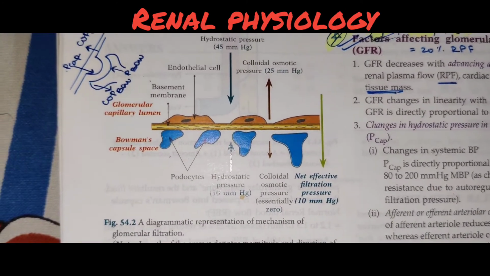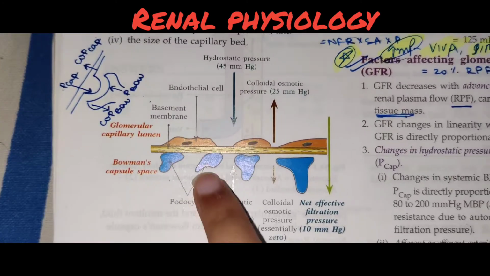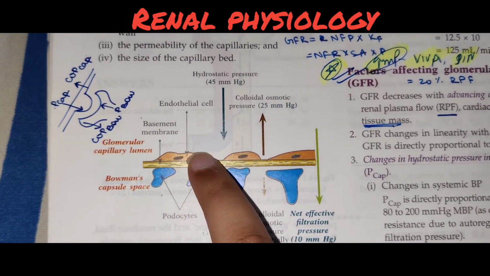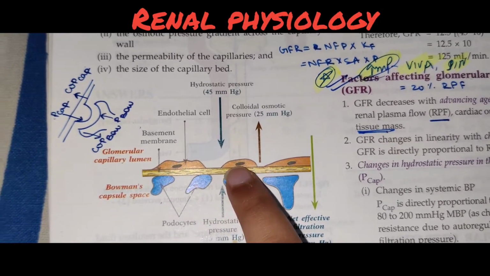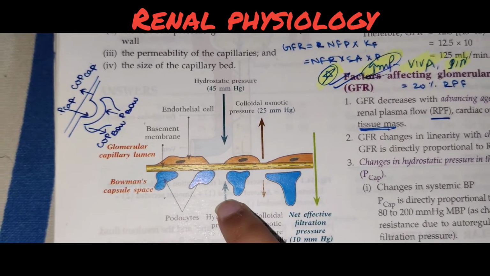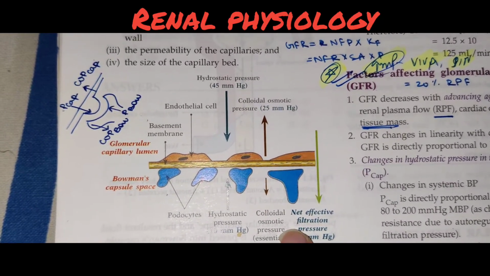Now let's see the mechanism of glomerular filtration. This is the Bowman's capsule and this is the glomerular capillary membrane, the endothelial cell, in between it the basement membrane, and these are the podocytes. We discussed this in the previous video, do refer to it.